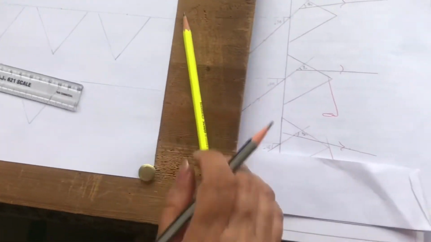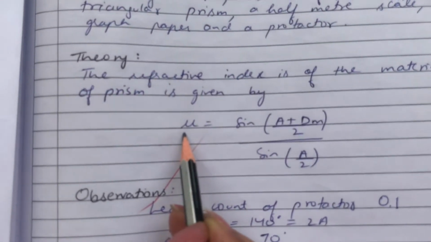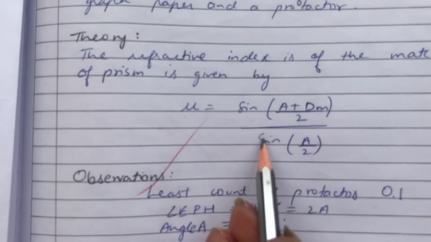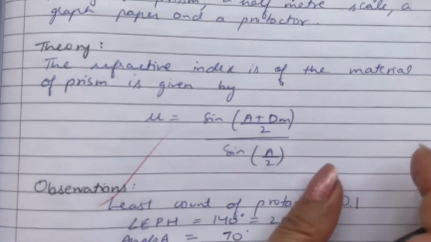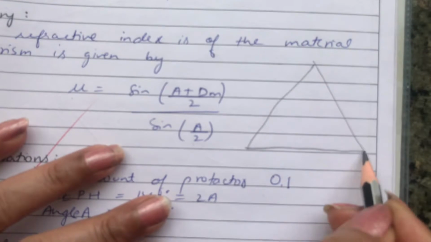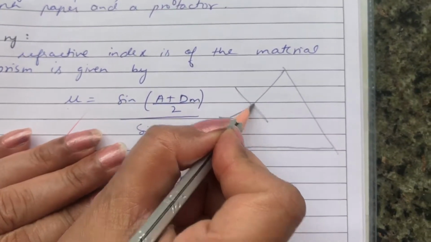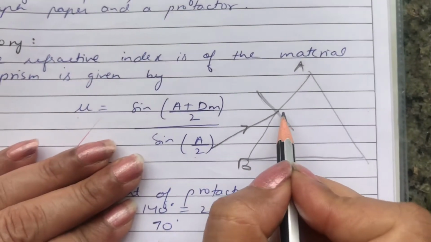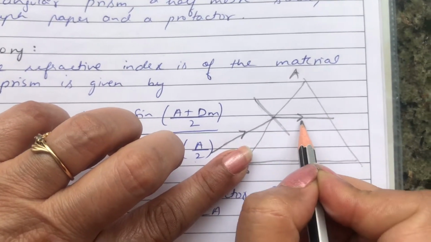And then for starting, this is the formula used if you want to find out the refractive index. Mu is equal to sine of (A plus delta m) upon 2, upon sine of A by 2, where A is the angle of prism, delta m is the angle of minimum deviation. So what is the angle of minimum deviation? If this is the prism, this one is the incident ray, here is the normal at this surface AB, and then this incident ray will be refracted as shown in the diagram.